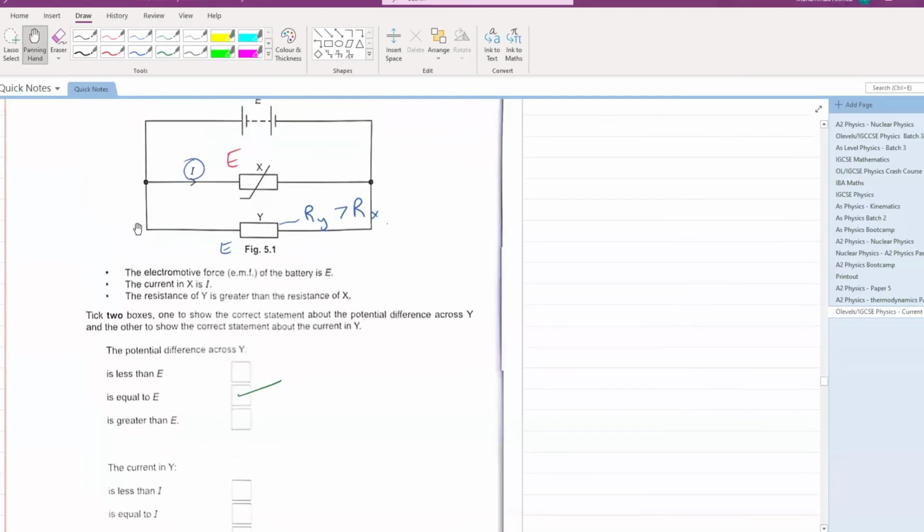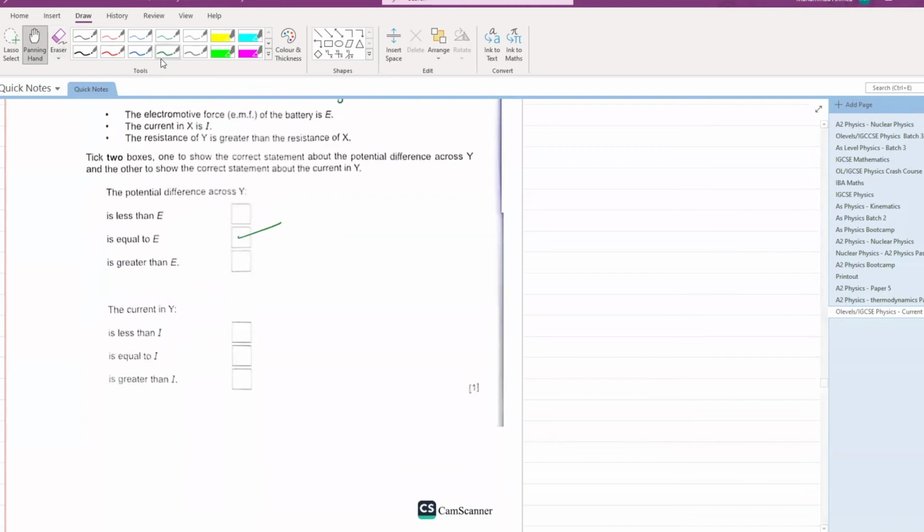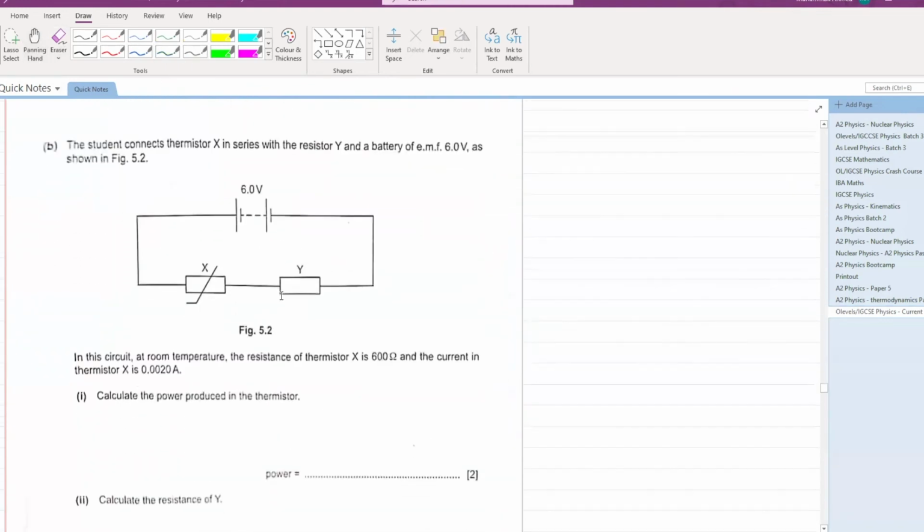If you notice, the resistance of Y is greater than the resistance of X. And we know currents are inversely proportional. So the current in Y will be less than the current in X. Is there any option like that? It should be less than I. So yes, it is less than I, that is the current in X. Okay, let's further move ahead.